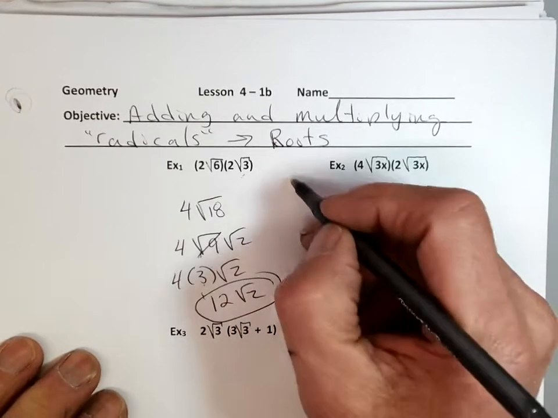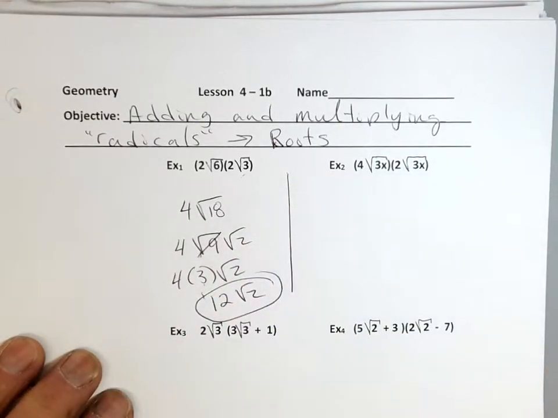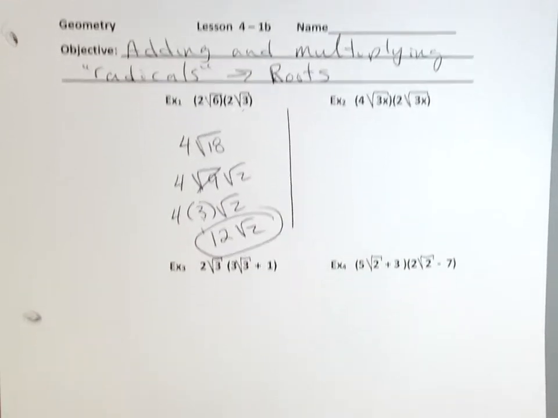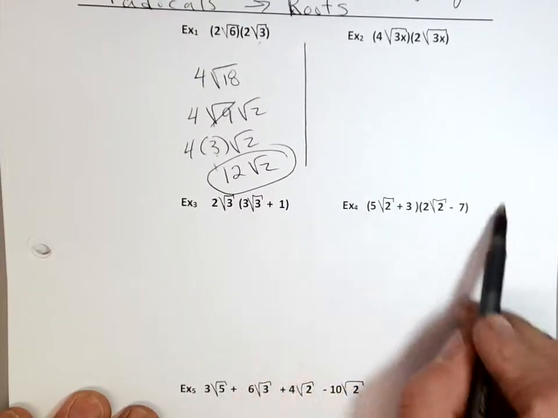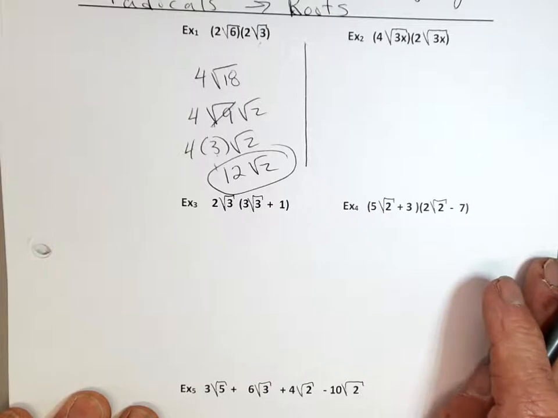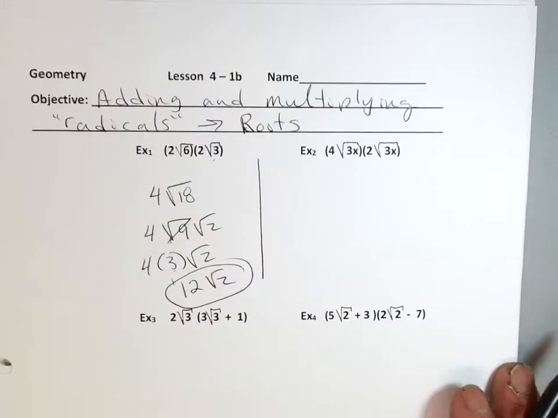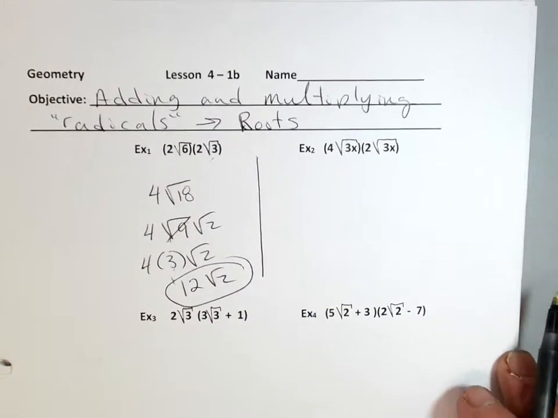Hopefully that'll help. Yeah. Why don't you do the FOIL? Ah, there's no plus or minuses. Look at example 4. Oh, that one will do FOIL. See the difference? Okay, number 2.